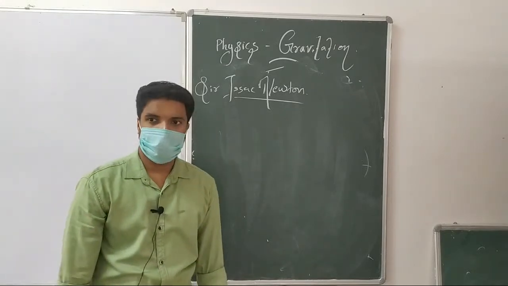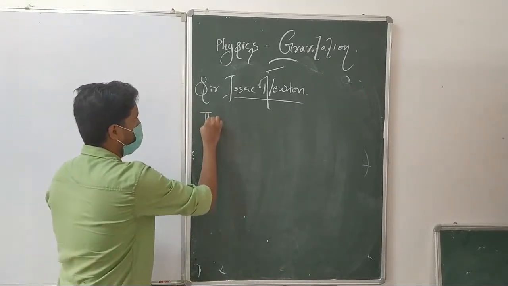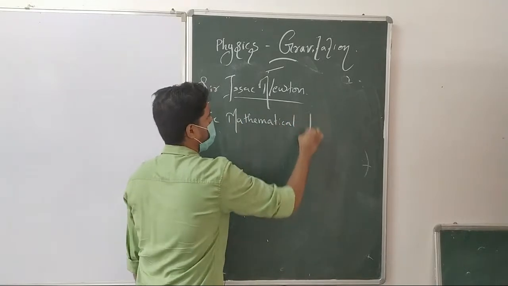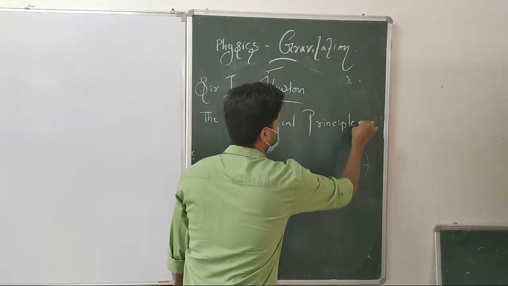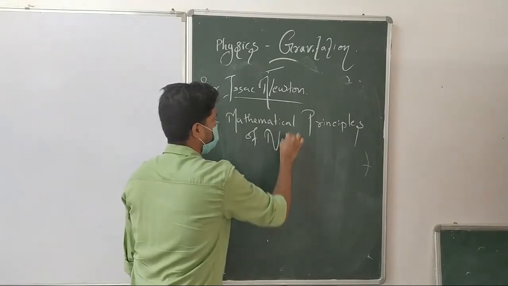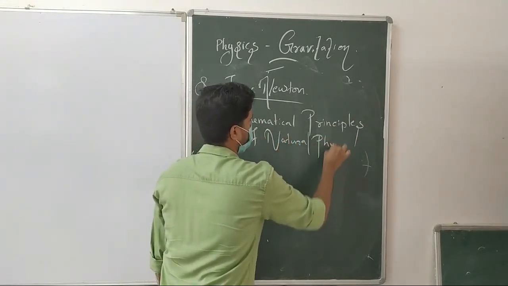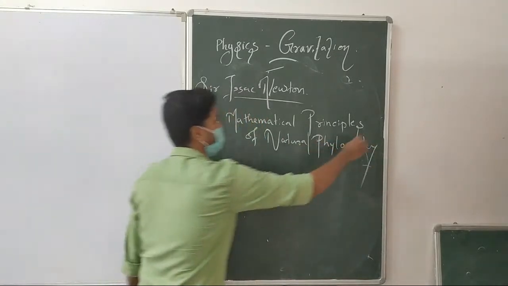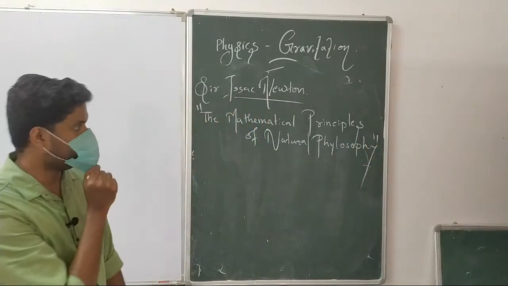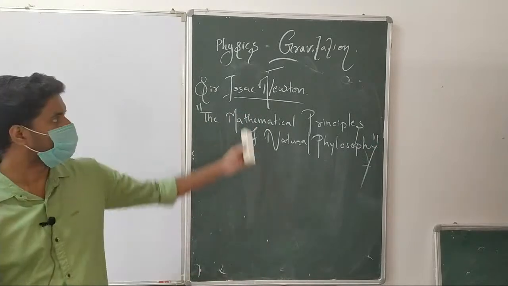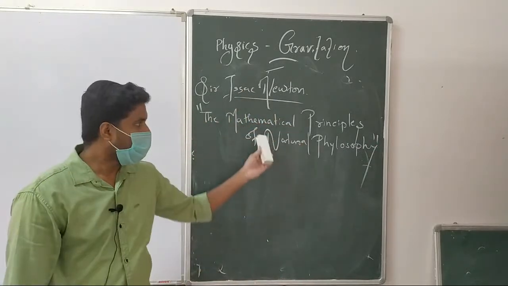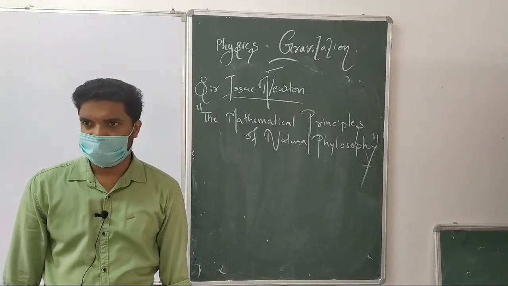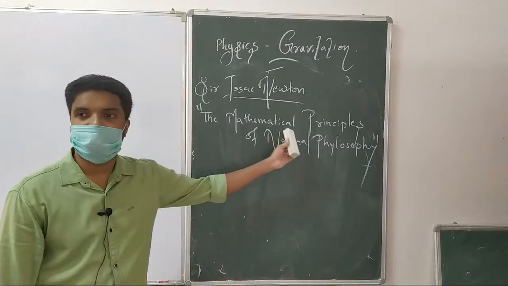And one of his famous books was the Mathematical Principles of Natural Philosophy. This was one of his famous books, a book of physics plus mathematics. In this book, he invented the universal law of gravitation. He wrote the law in this particular book.